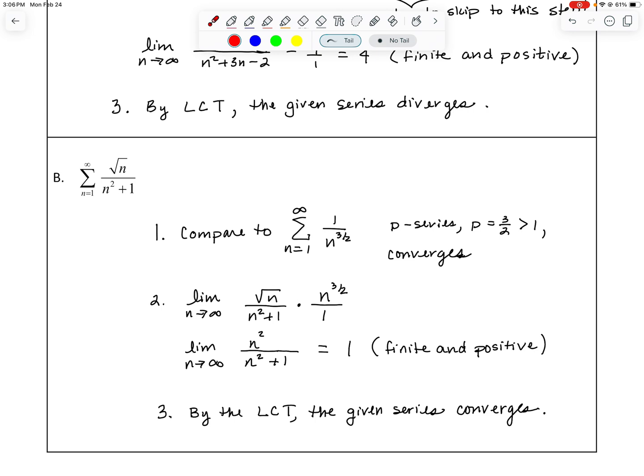If this were a test question, I'd be looking at what series you compared it to. You would have to state the series and the condition that's met, and then determine if that converges or diverges. And then you show step 2, where you do the limit of the ratio of the two series. And then your last step would be, by the limit comparison test, the given series converges. Oh, and it's good to say finite and positive, by the way, because that's just following the instructions of the test.